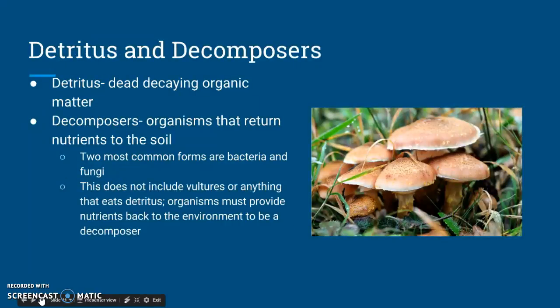So another thing that we have is detritus and decomposers. Detritus is dead, decaying organic matter. Anything that was once living that is now dead and is decaying due to bacteria or something else is detritus. Decomposers are organisms that return the nutrients to the soil. The two most common forms are bacteria and fungi.